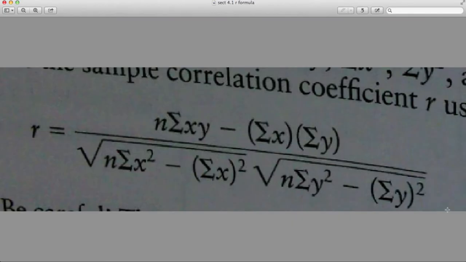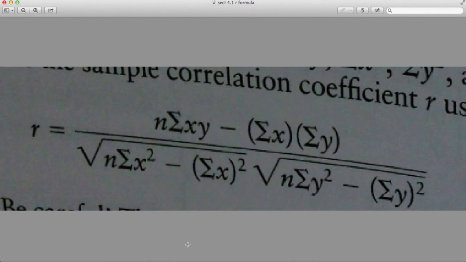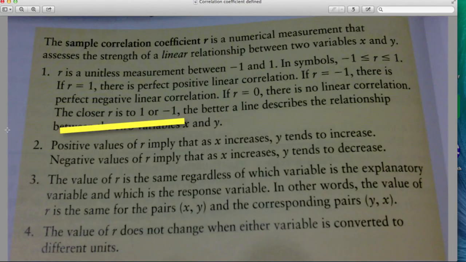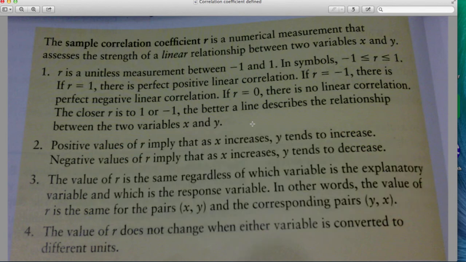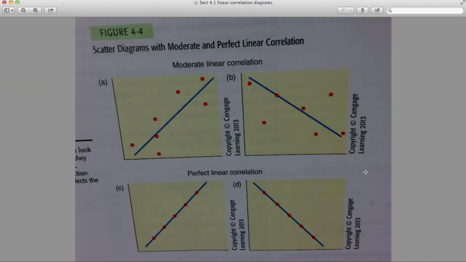So let me show you that formula real quick. This is the formula, this whole thing right here. Now, the formula itself may look overwhelming, but when I show you how to organize the data into columns, the calculation will not be difficult. For now, let's look at what your result will mean once you have calculated it. The closer to 1 or negative 1 your R value is, the better the best fit line will look if you created a scatter diagram, and it would be a strong correlation, positive or negative, respectively.